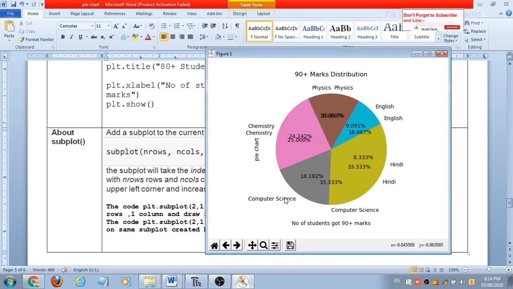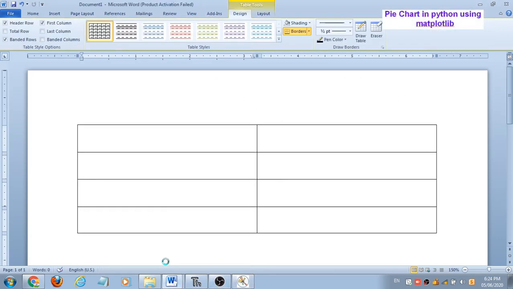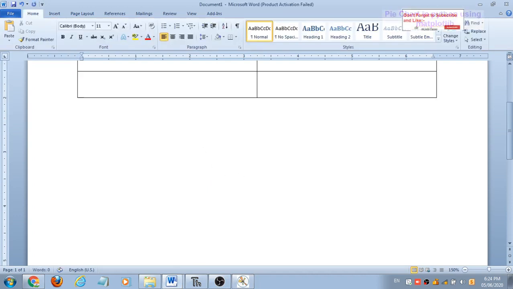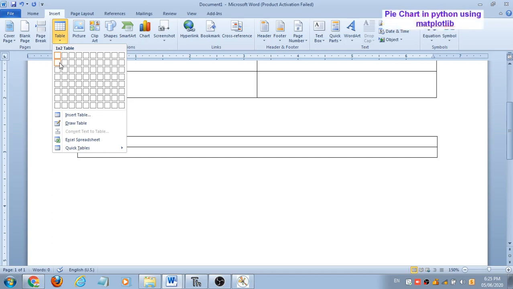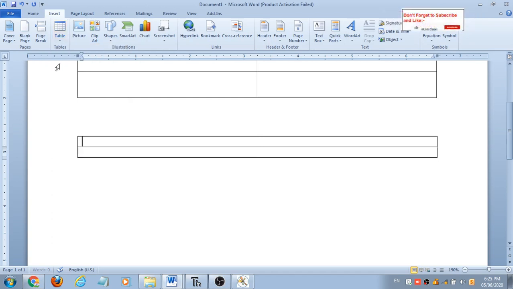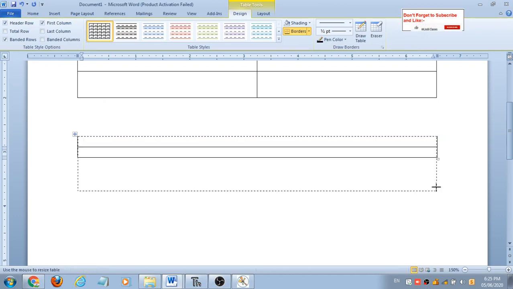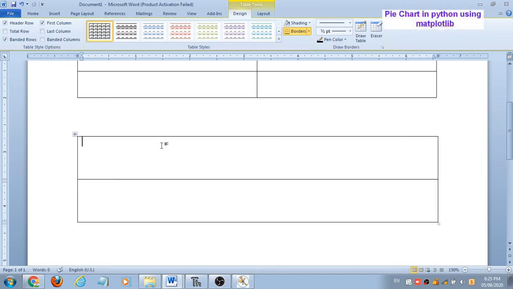Now here, what is our requirement? We want to show the 2 pie charts, one at the top and the second below. We just want it like this, one at the top and then one below. So this is 2 rows and only 1 column.